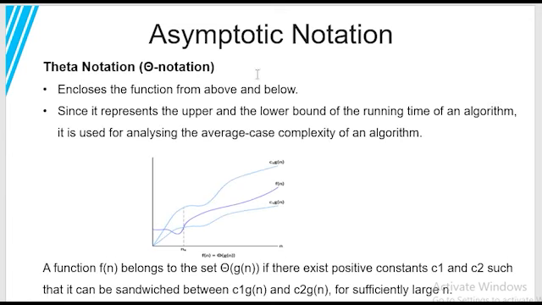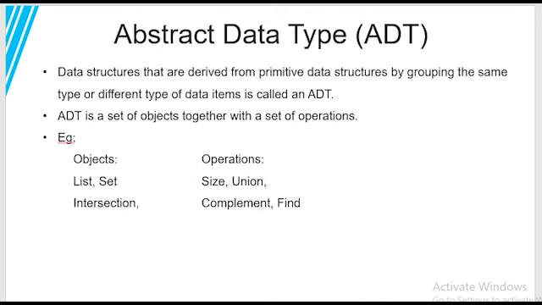Then comes the theta notation. This theta is represented by this function, and this lies between two values. There are two constant values, c1 g of n and c2 g of n. This theta notation lies between these two constant values, so that it can represent both the upper bound and the lower bound of the running time of an algorithm. And this analyzes the average case complexity of an algorithm. So these are the three forms of notation in asymptotic notation.